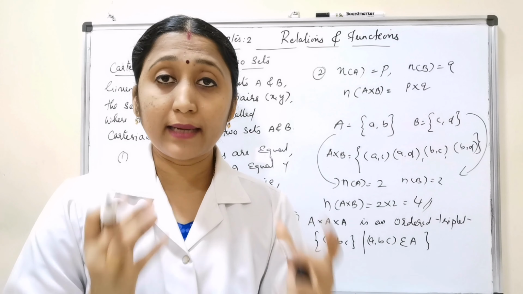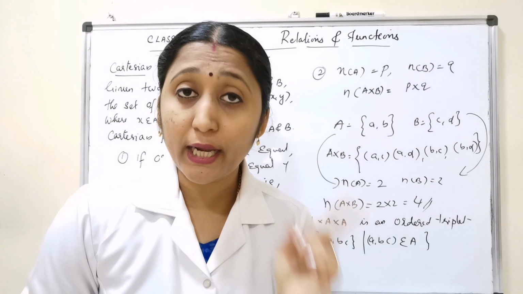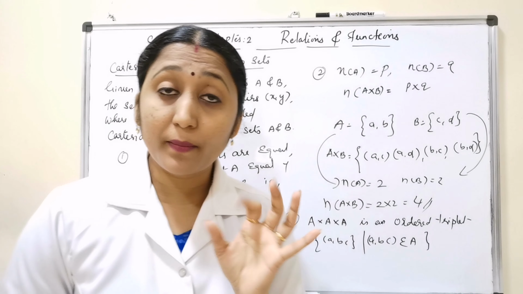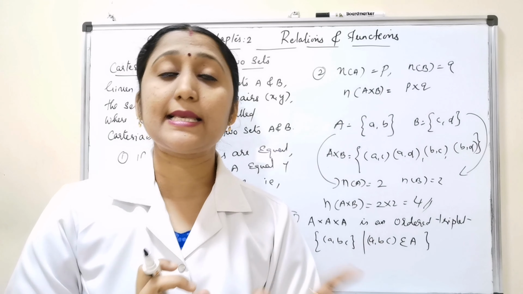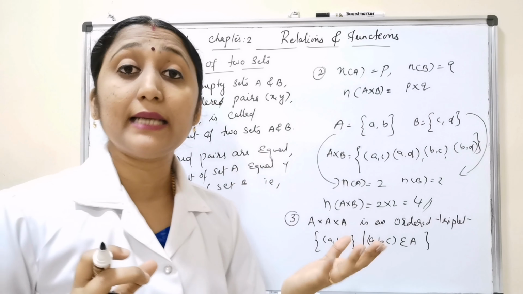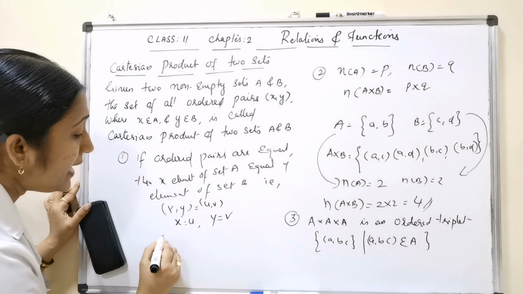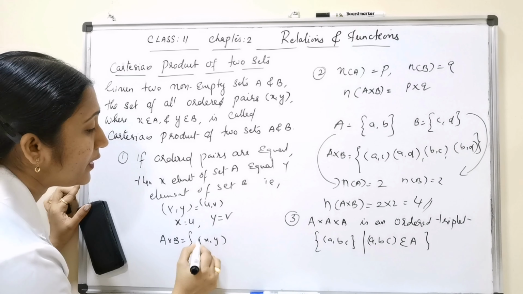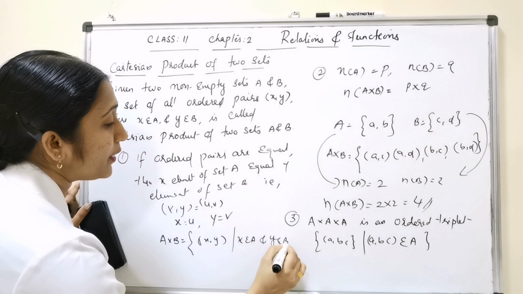Okay. So we can conclude about the Cartesian product. Given any two non-empty sets A and B, the Cartesian product may be written as the ordered pairs XY, X is an element of A and Y is an element of B. How can we write in the set builder form? It is very easy and simple: A cross B equal to XY such that X is an element of A and Y is an element of B.